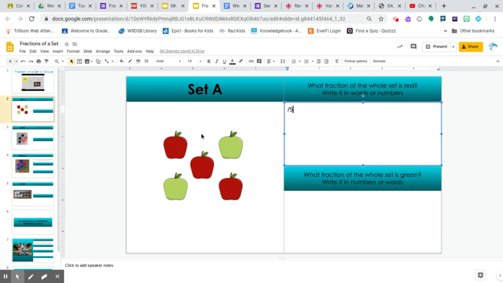Question is how many are red? So 1, 2, 3. So that's 3/5. So 1/5, 2/5, and 3/5. And you're just going to write that in here. So when it says write in words or numbers, this is numbers. And if you wanted words, you would write down 3/5. Okay, hope that makes sense. And you have 1, 2, 3, 4, 5 slides in total that you are going to do. Again, please make sure that you watch her video, which is located right here.